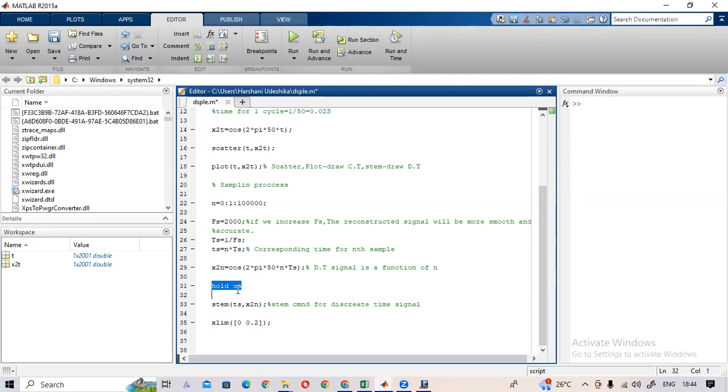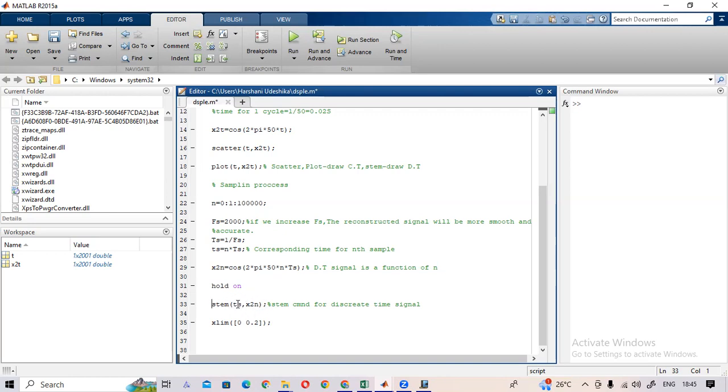Otherwise, if you delete this hold on command, first it draws this one, but once it draws stem, the first graph will be deleted, and we can see only the stem plot. So if you need both the plot and the stem graph, both signals, you need to put the hold on command. So likewise you use stem.